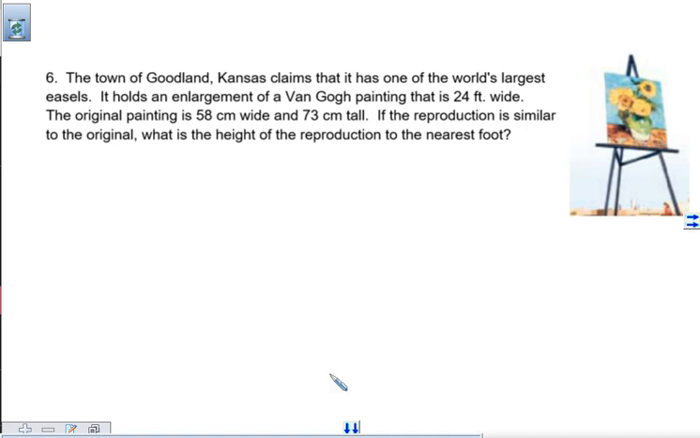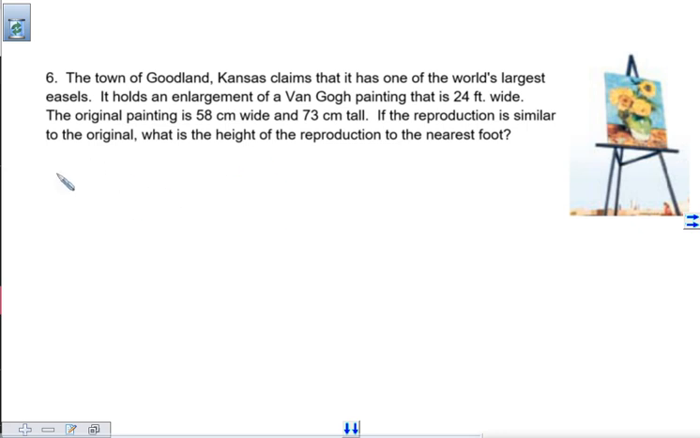Next up, the town of Goodland, Kansas claims that it has one of the world's largest easels. It holds an enlargement of a Van Gogh painting that is 24 feet wide. The original painting is 58 centimeters wide and 73 centimeters tall. If the reproduction is similar to the original, what is the height of the reproduction to the nearest foot?